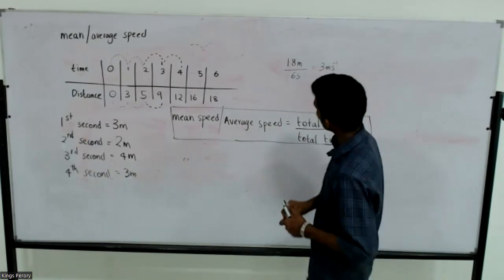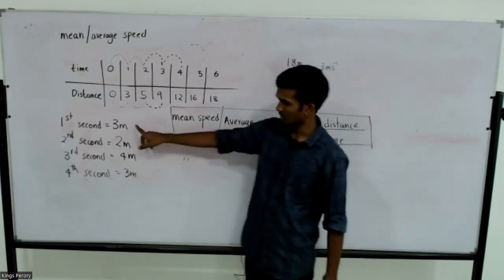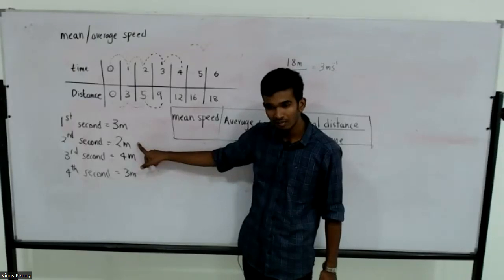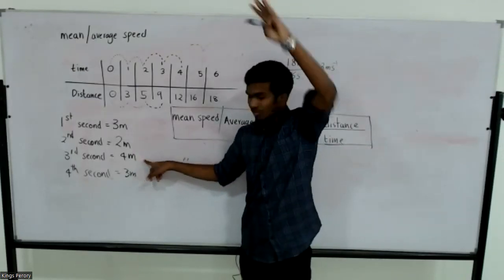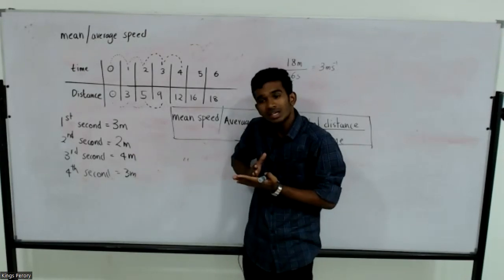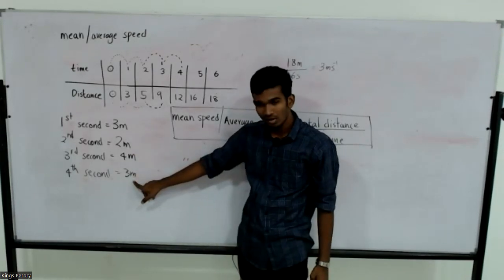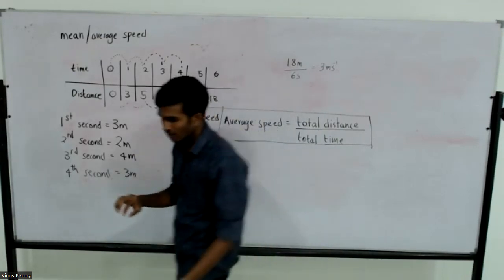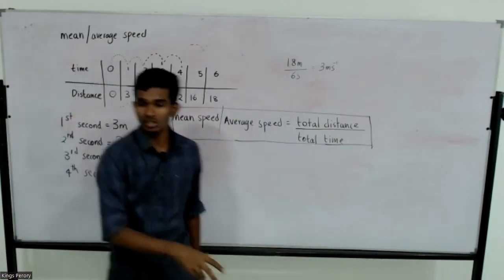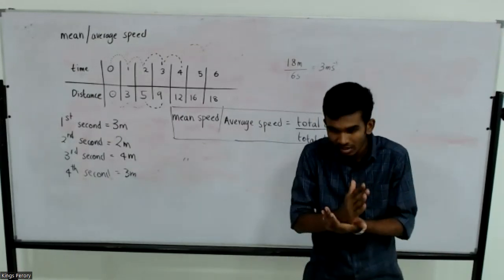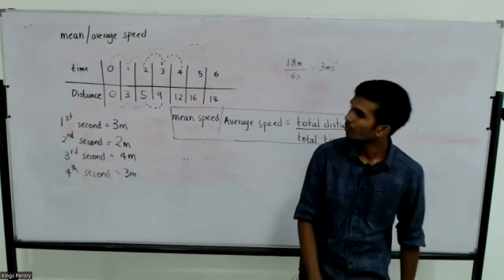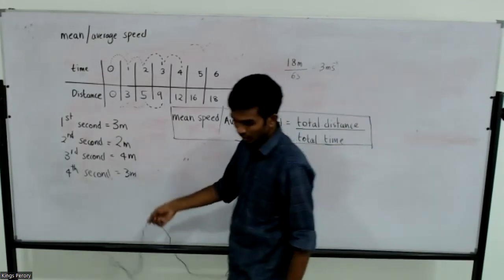Did he actually travel 3 meters every second? First second, correct. Second second he traveled 2 meters. Third second he traveled 4 meters. But almost around 3 meters, right? Fourth second he traveled again 3 meters. So you can see average speed is not the exact speed. It tells that he traveled almost at that speed. Clear? Understood? Let's write. Mean speed, average speed.